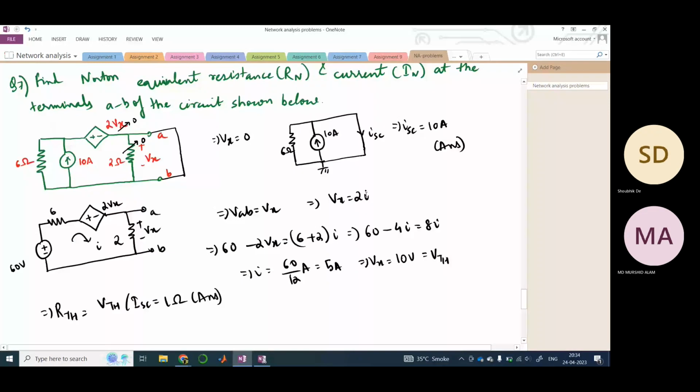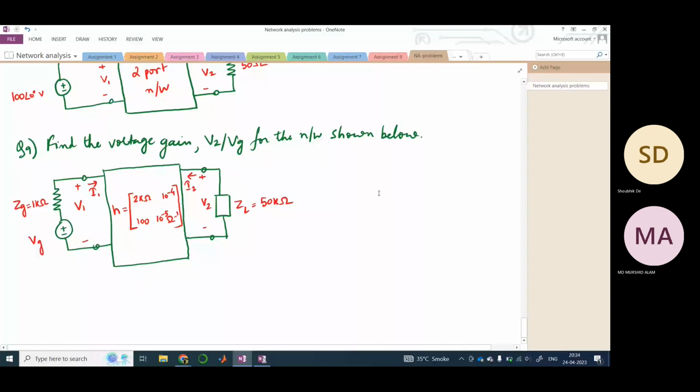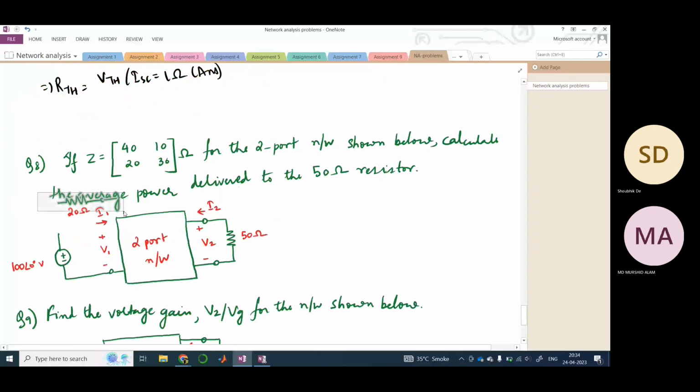Okay. So now we will. So these are the last two problems, and here we have a problem. This 20. This thing is pointing downwards. So just take I1 out of the picture first.